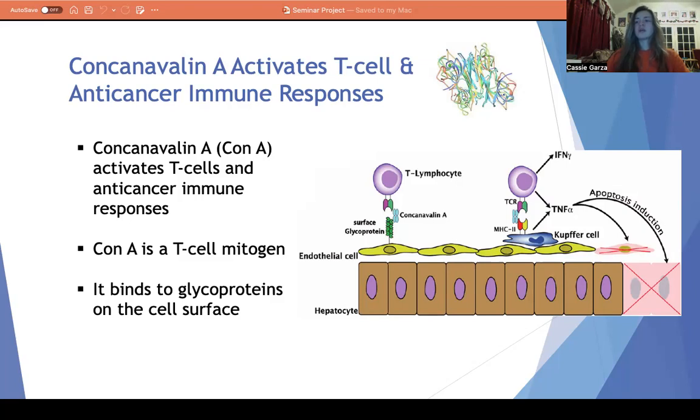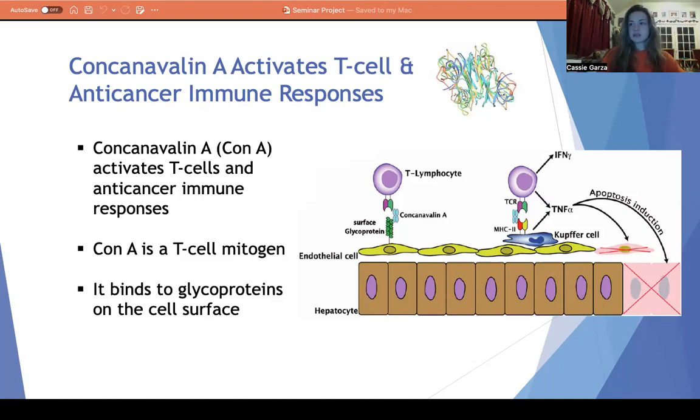So ConA will induce a healthy and normal rate of cell division. If it detects cancer cells, or cells that are abnormally dividing, it does have the ability to activate T cells and direct them towards these cancerous cells to fight them off and try to eradicate them before cancer actually develops.